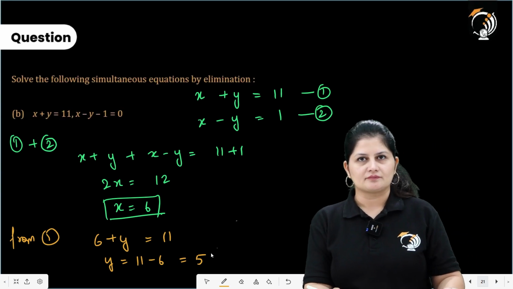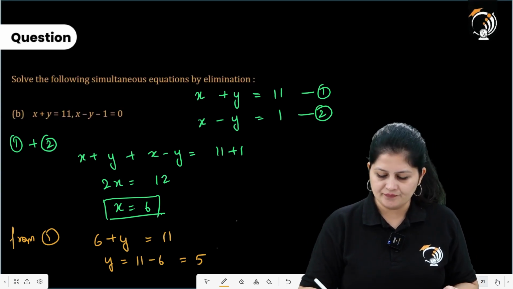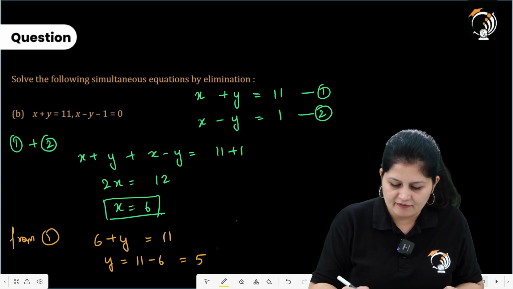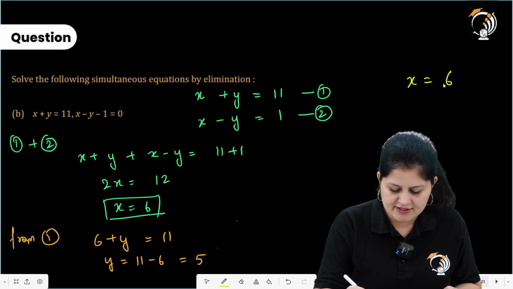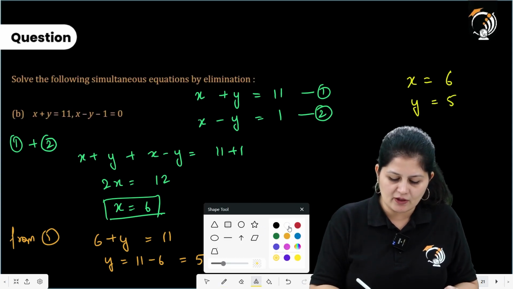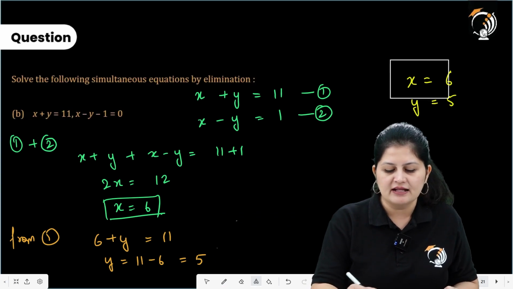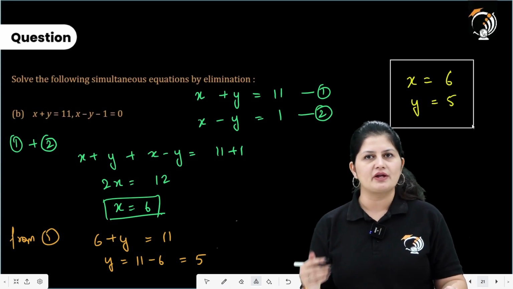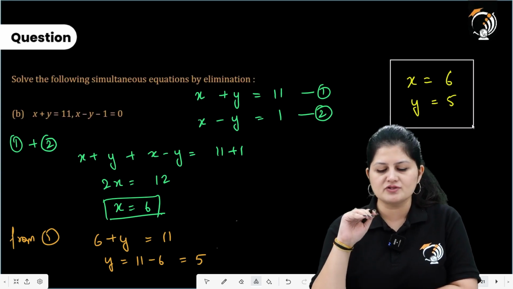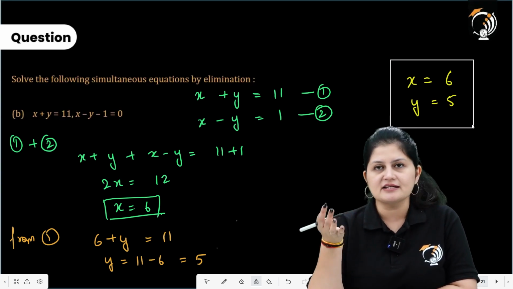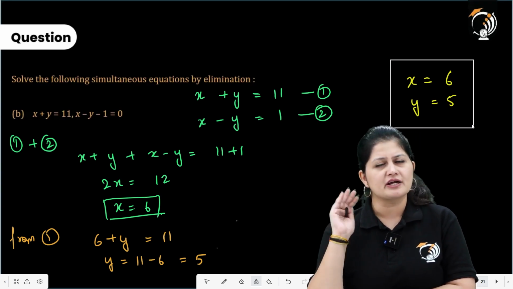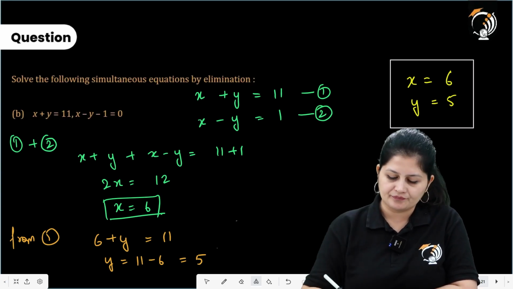Clear? Understood? So these are the values we have got as a final answer here, which says that x is equal to 6 and y is equal to 5. And the best thing when we are solving a question with simultaneous equations is that we can always cross verify our answer. So in the first equation, if I put x is equal to 6 and y is equal to 5, are we getting 11? A big yes to it. So definitely our answer is correct. You can check it with either of the equations.